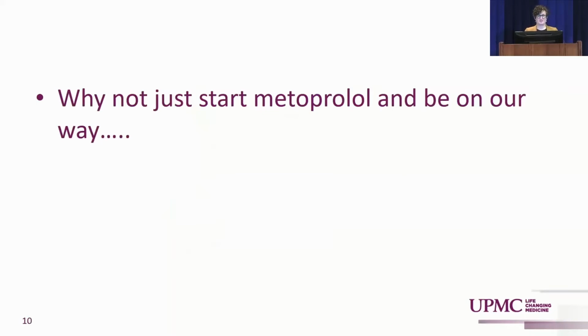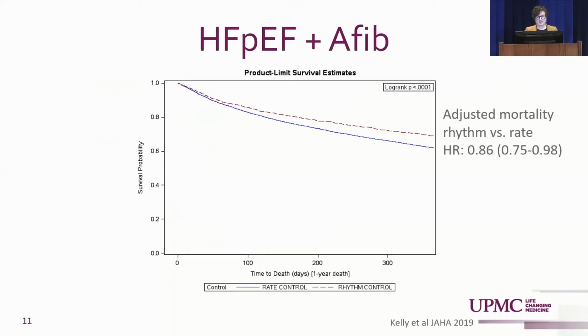So why not just start metoprolol and be on our way? There's a lot of reasons here, specifically in HFpEF. So if you look at the Get With the Guidelines data, in about 15,000 patients with heart failure that are Medicare insured over 65 years old, you can see on this Kaplan-Meier curve that if you have atrial fibrillation with HFpEF and you have a rhythm control strategy, there is a difference in mortality over time.